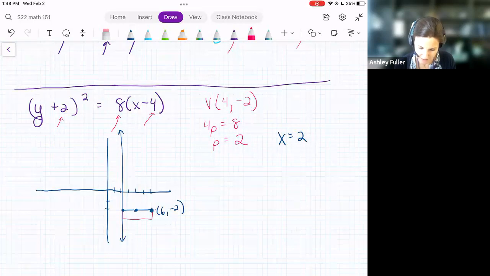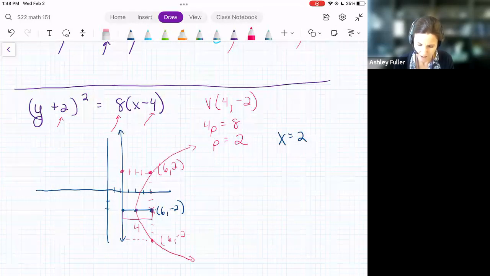So we have a distance here of 4, but we know from the definition of a parabola that a point has to be equal distance from both the focus and the directrix line. So if I go up 1, 2, 3, 4, that puts me at 6, +2, which puts me 1, 2, 3, 4 units from the directrix line. And then I can also go down 1, 2, 3, 4, which puts me at 6, -6, which puts me 4 units from the directrix as well. And that way I can find a total of 3 points in the parabola.